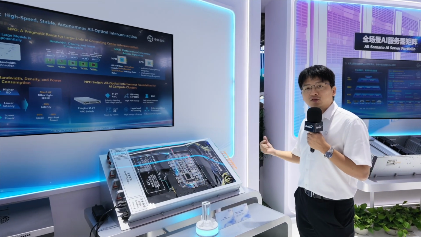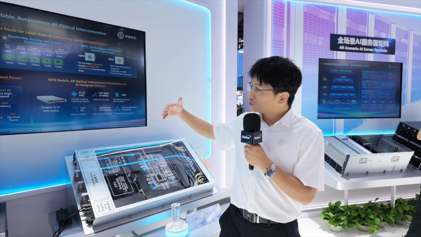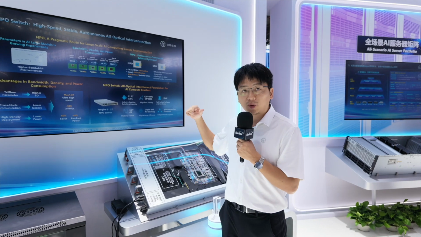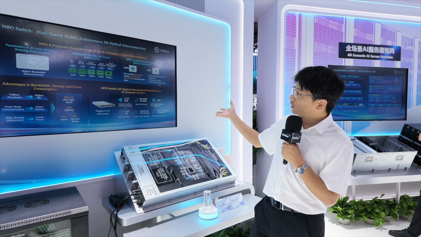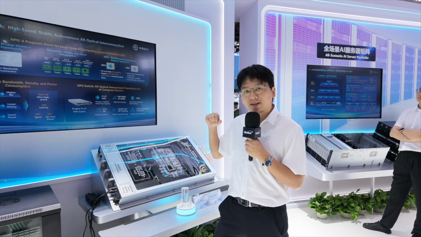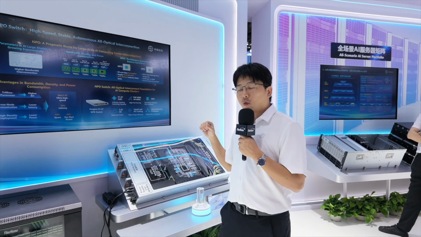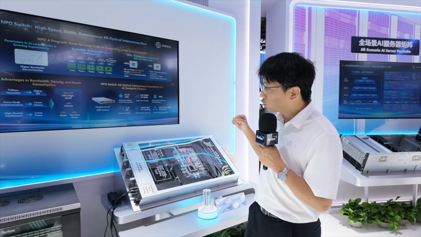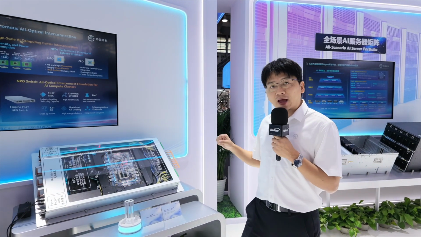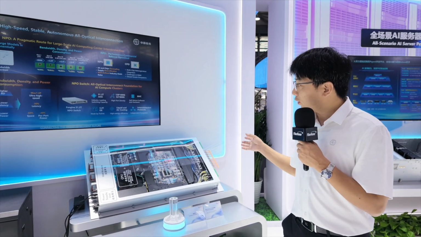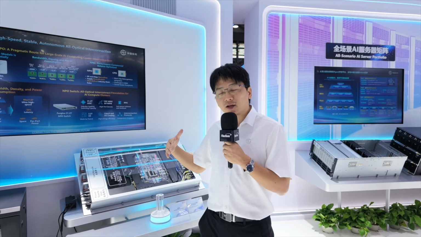So the second value is here: we can provide large capacity and ultra high speed compared with traditional devices. For the 3rd and 4th generations, we can reach up to 6.4 terabits and even 12.8 terabits in the future. So the 3rd value of the NPO switch right here is for AI integrations.